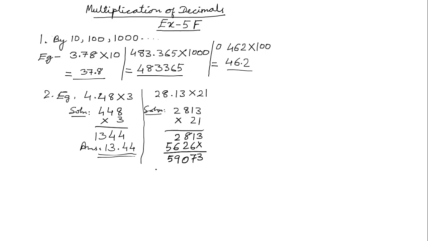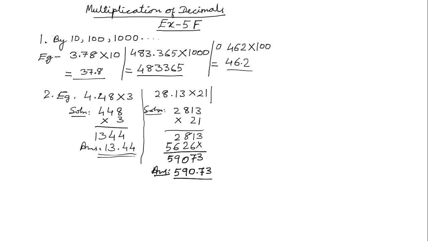So the answer would be, see again in the main question, from the right hand side, after 2 places was the point, or you can say that after the point there were 2 places. So in the main product also there will be 2 places after the point. So these are the 2 places which will be on the decimal side. Rest all will become the whole number. So 590.73. This is the product.